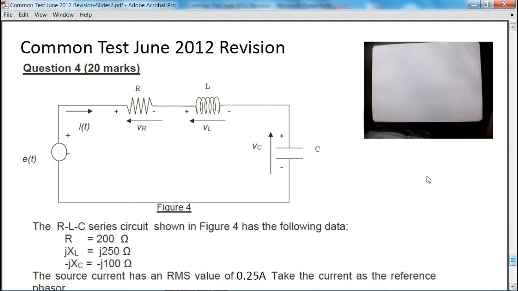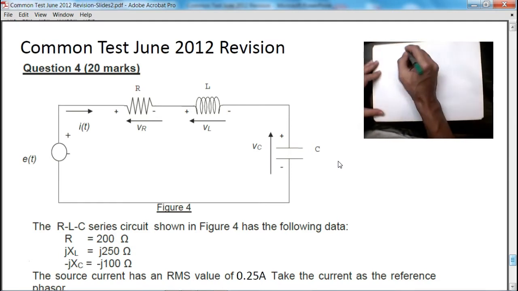Hi, welcome back. This round we look at the Common Test June 2012 paper, revision question 4. Question 4 shows us a circuit of 3 elements in series: the resistor, the inductor, and the capacitor.